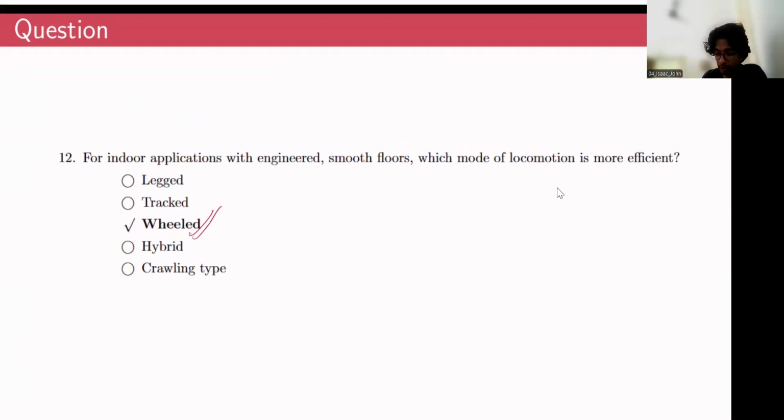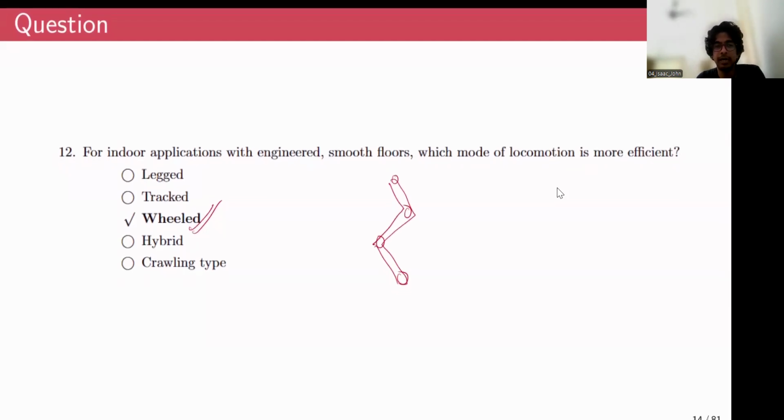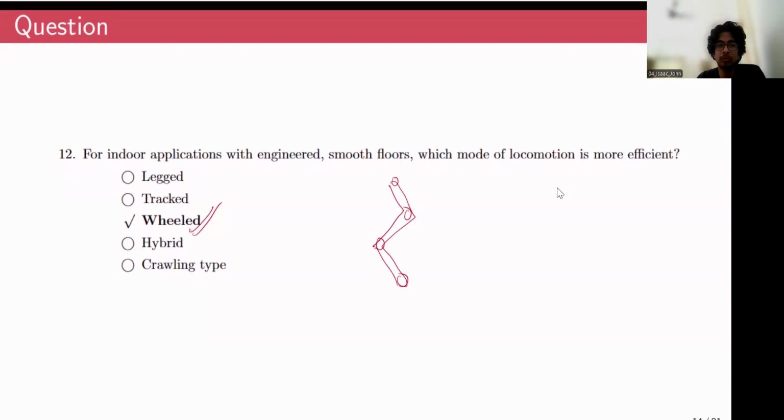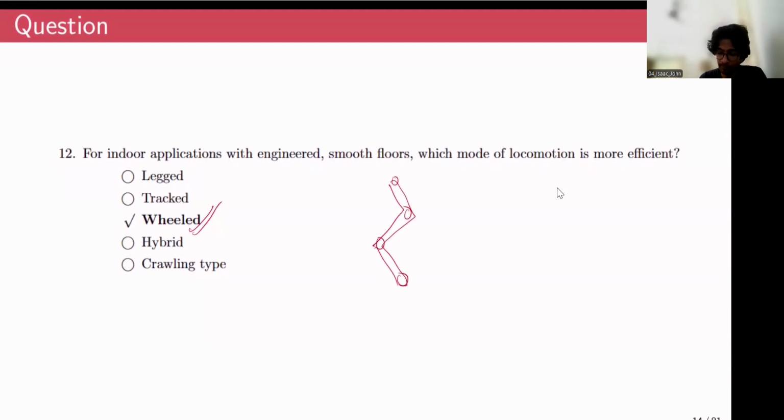Because if you consider a legged robot, each of these legs will have multiple motors, for each of the joints of a leg. And you also have the problem of stabilizing the robot with the legs. So it brings up additional complexity. In that regard, a legged robot is not very stable and efficient for indoor applications.